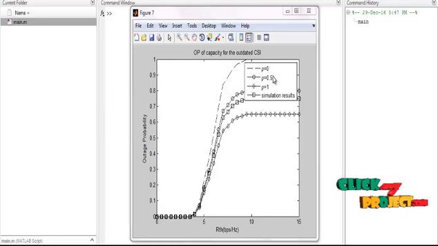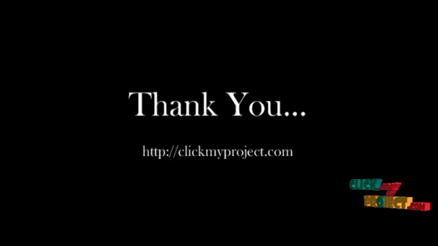Finally, we also calculate the ergodic capacity. So in this process, the outage probability is calculated: the outage probability of the outdated CSI, that is channel state information, calculated for the R_TH in bits per second per hertz. So this is the overall running procedure for the product. Thank you for listening to this video.